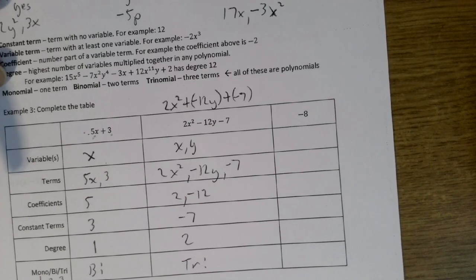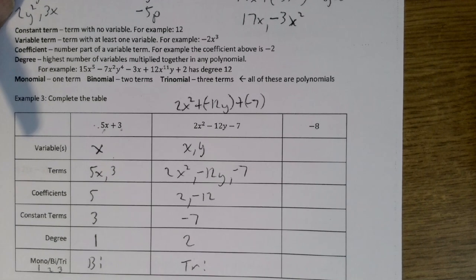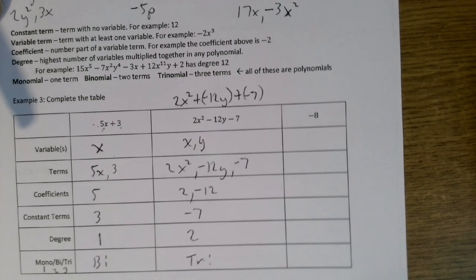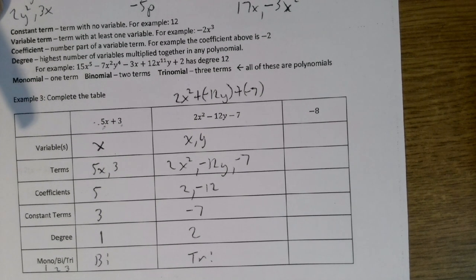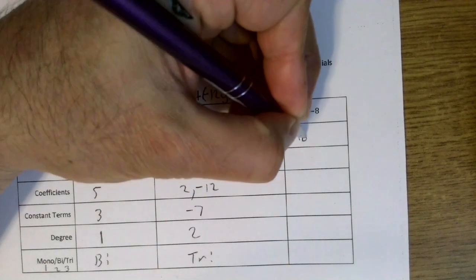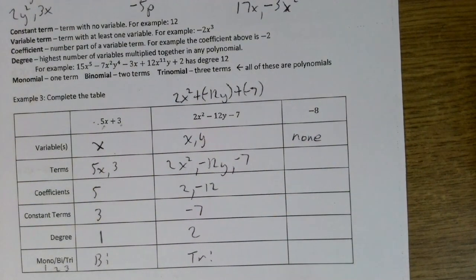All right, and last one. Well, that's weird. Negative 8. You remember, any number is a polynomial. Okay, variable. I don't see a variable. None. Notice above we talked about the fact that we could think about it as negative 8 times x to the power 0, but the x to the power 0 isn't really there, so there's no variable.